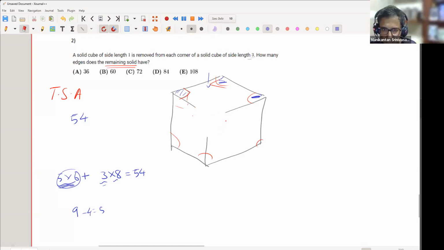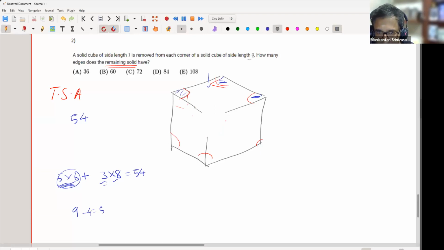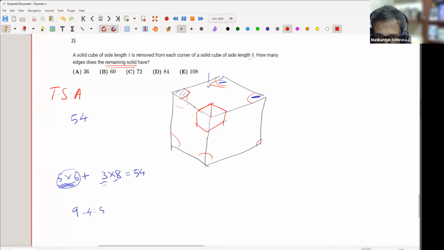No, that's because you can see it from here. Let me just draw it again and then it'll be clear. So it was like this initially, right? And now what are you doing? You are putting this section here, putting this section here, right?